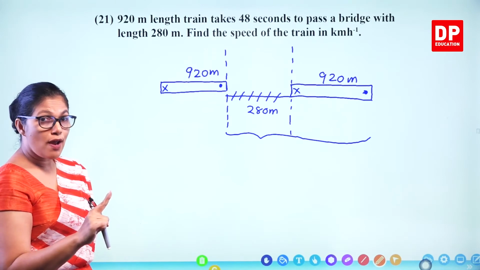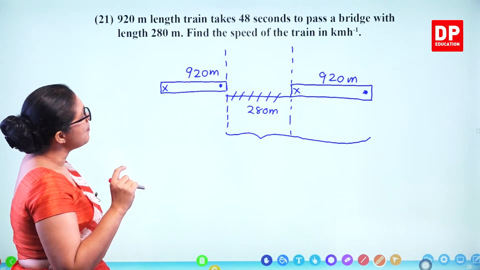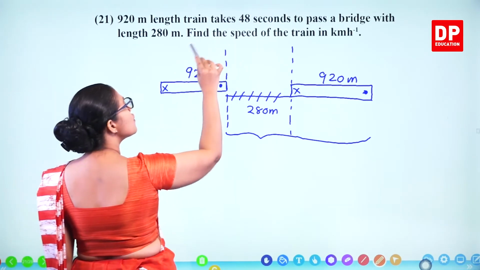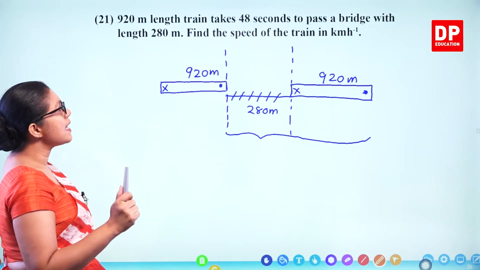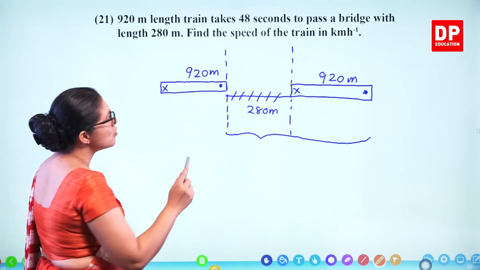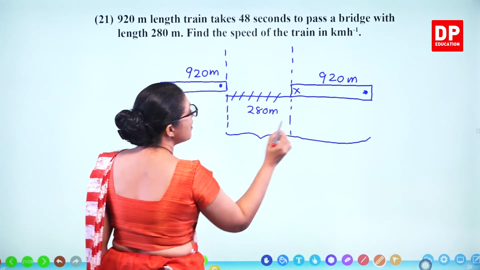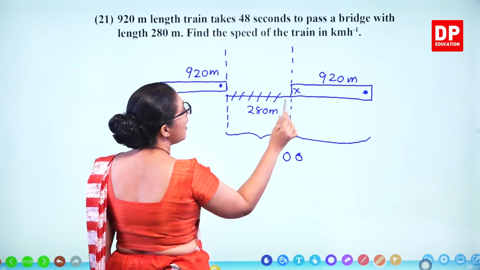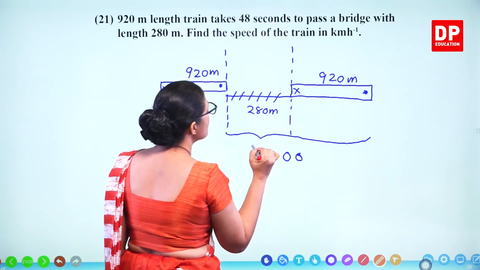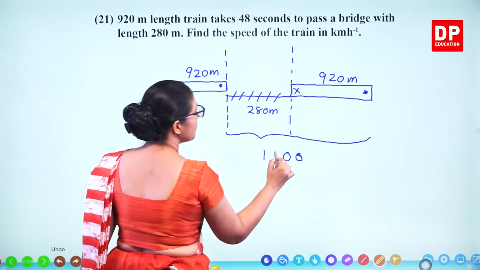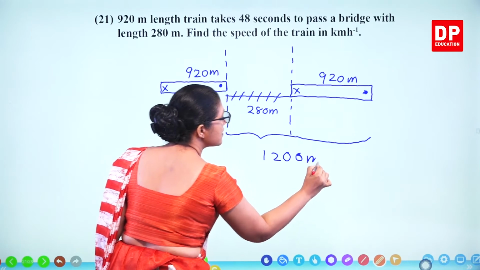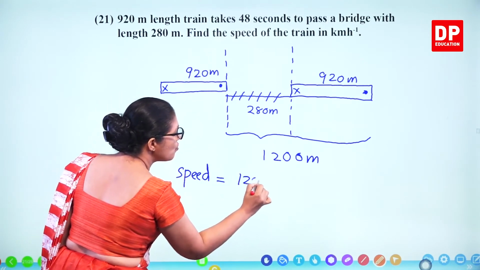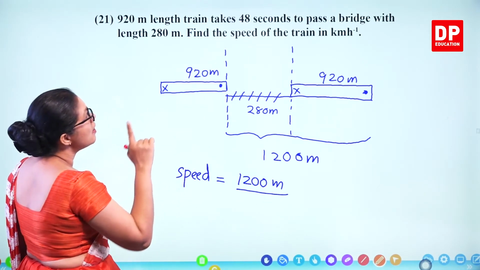So the total distance traveled with the total time is the speed. So everything is given in meters and seconds here. First we'll find out the speed in meters per second and then convert. So what's the total distance traveled here to here? We have to add these two. So that's 0, 10 and 9 plus 2. And this is 12. 1200 meters. So we can find the speed of the train is 1200 meters per 48 seconds.